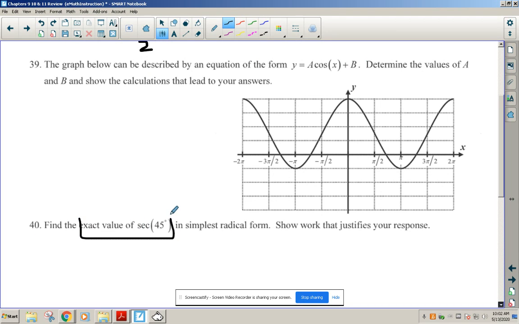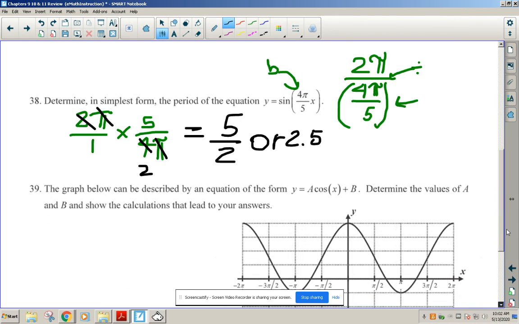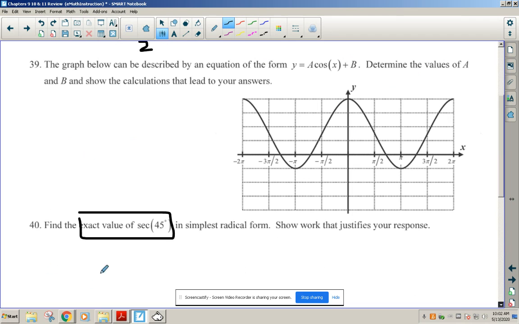Number 40, find the exact value. Now, when you're doing exact, you have to go to your special triangles because we are not allowed to use decimals. You can't just type into your calculator. So if this is a 45-degree angle, let me label this as best as I can. This is our 1, 1, rad 2. Or you can look at the chart.